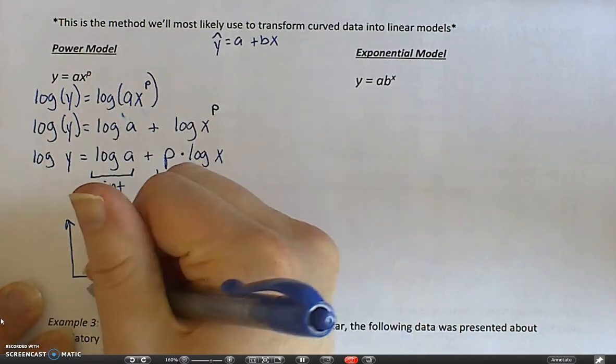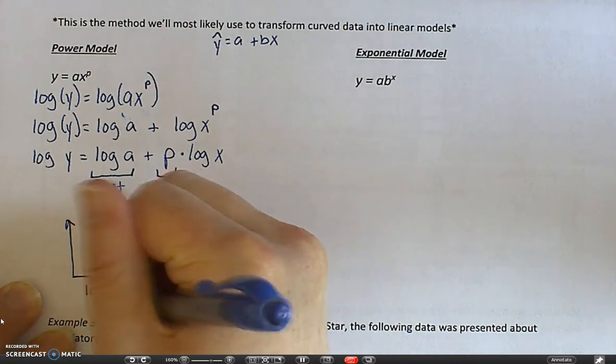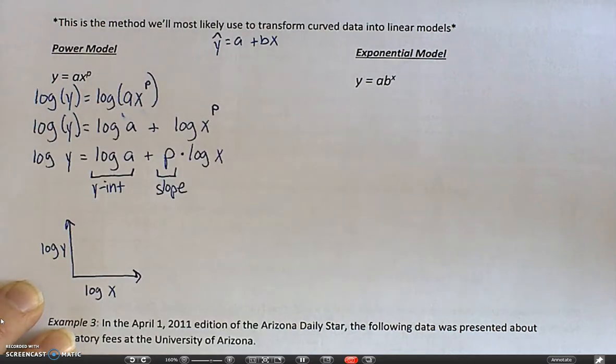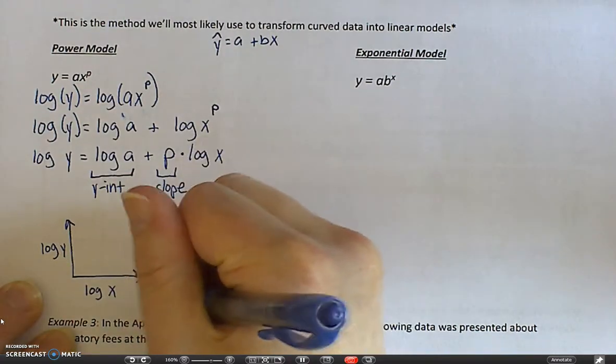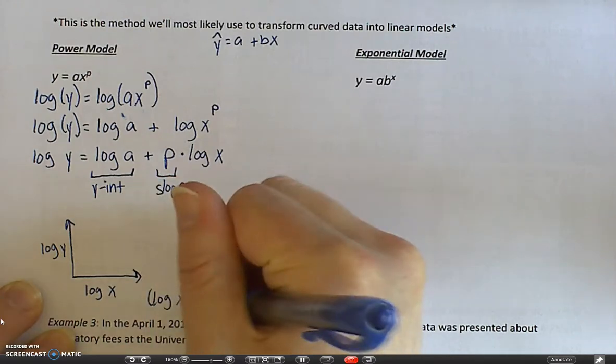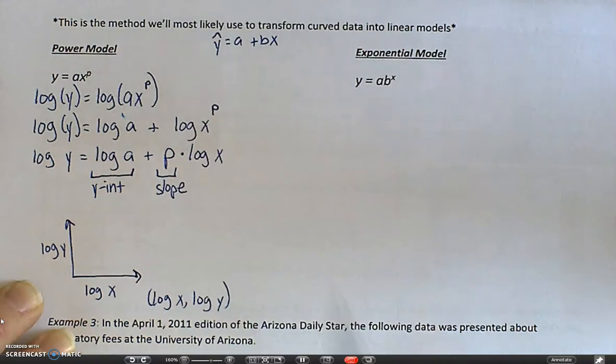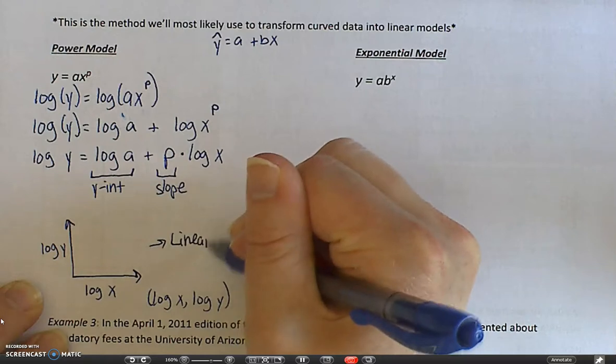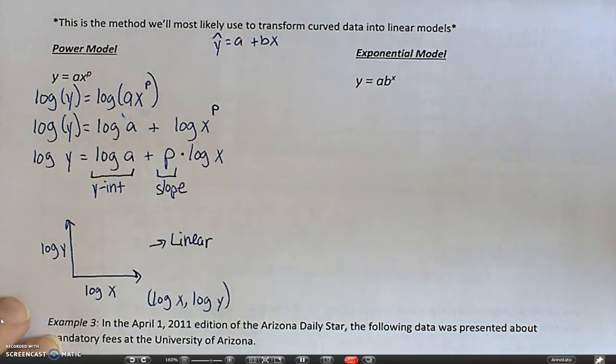If you were to graph this transformed data, on your x-axis you'd have the log of your x values. On your y-axis you'd have the log of your y values. So every coordinate that's been plotted would be the log of the x values and the log of the y values. When you do this, it's going to give you a linear relationship, if in fact it's a power model. Now, if it's not a power model, it's not going to be that linear. Now, I'm using logs for this one. You can also do natural logs. It really does not matter.